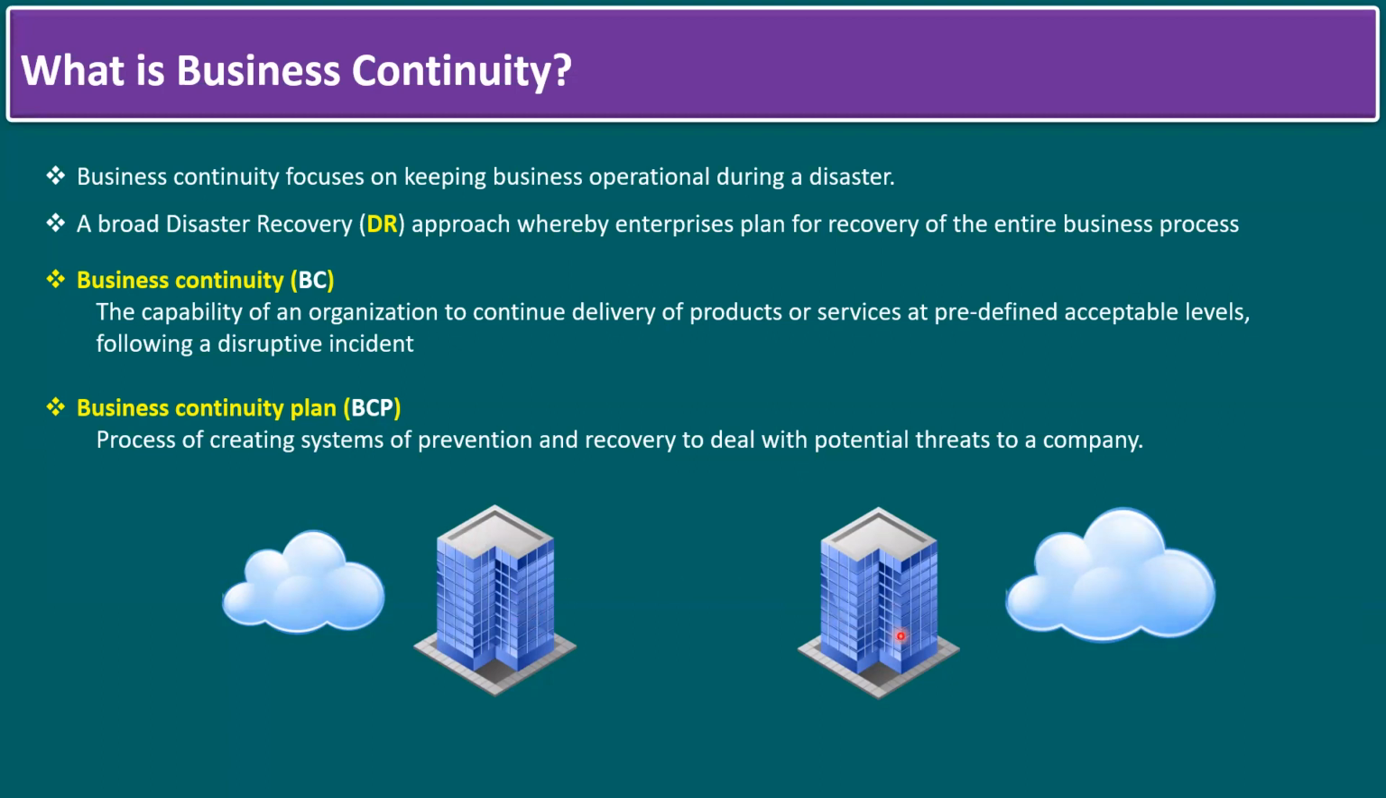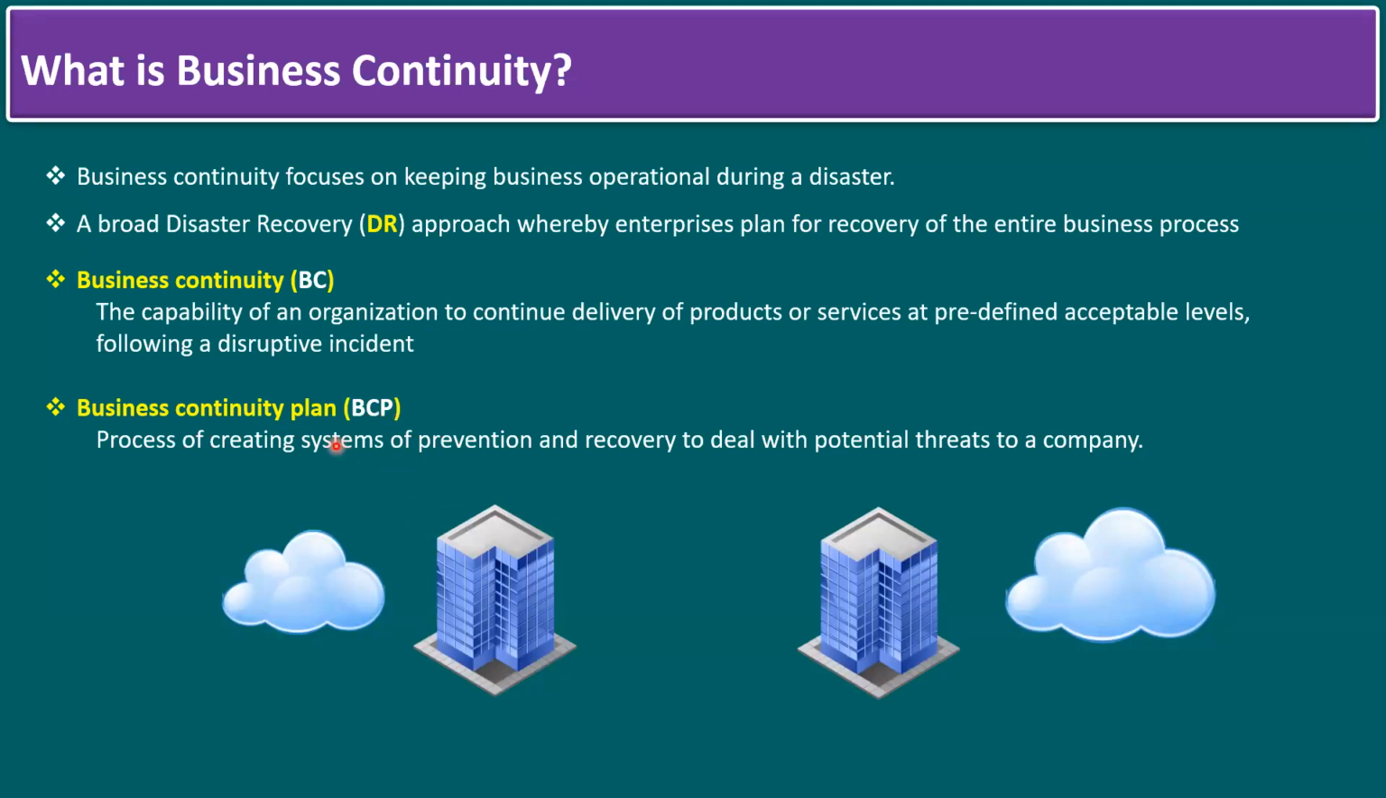The staff is going to the site 2 to start their regular day-to-day operations. But in order to do that, there may be some infrastructure planning, some business continuity plans. There are some key stakeholders who can initiate and take the decision to move our team due to this outage. It may vary from one organization to another, but this process of creating systems of prevention and recovery to deal with potential threats to the company, that entire process we call a business continuity plan.